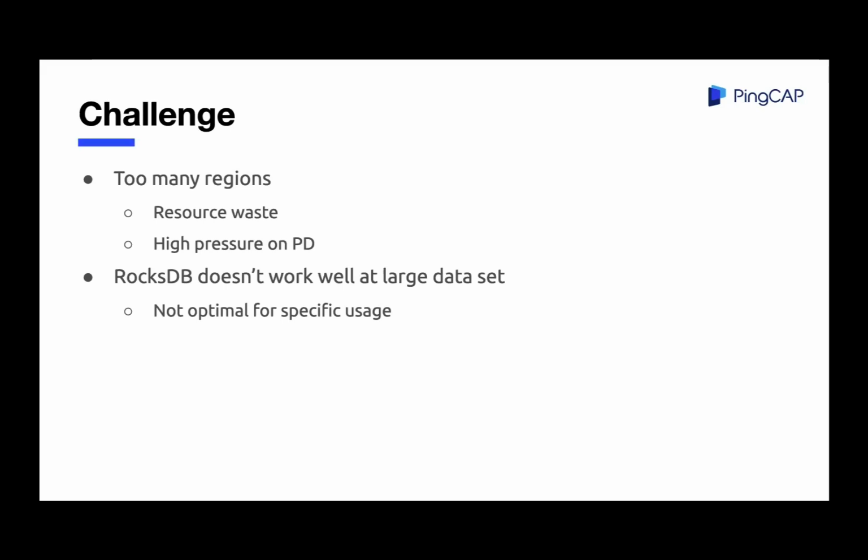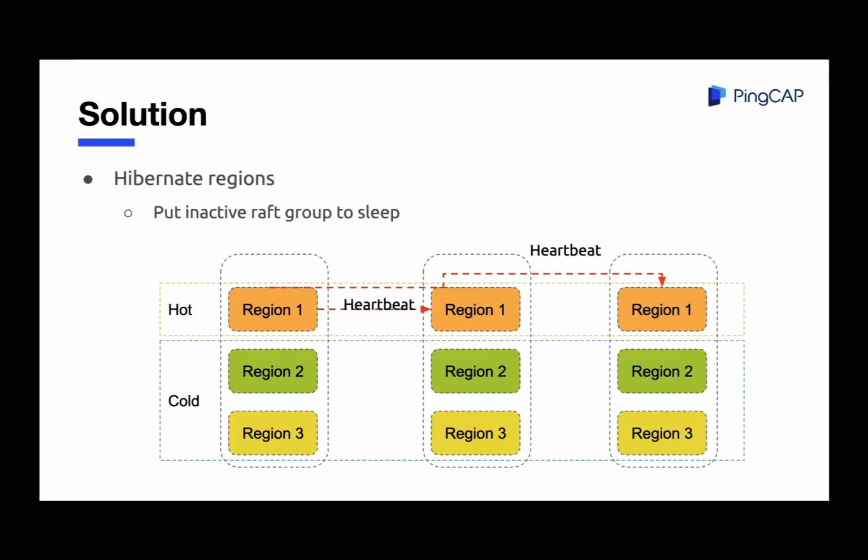So to solve these problems, we first introduced hibernate regions. In normal systems, not all the data is hot. Actually, usually about 80% of data is cold. All those Raft groups will never serve any read-write requests. So in this case, we put those Raft groups to sleep. So there will be no heartbeats, no Raft activity, so the CPU usage will be reduced.